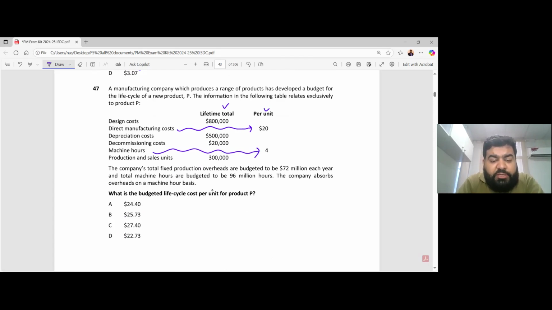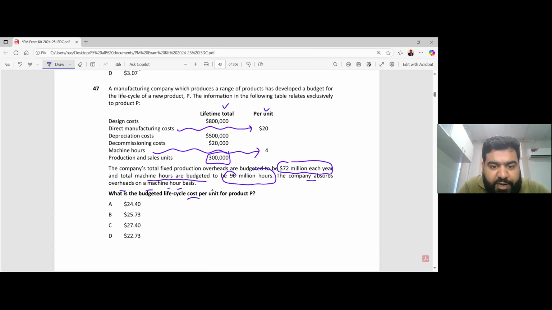Okay. The company's total fixed costs are budgeted to be 72 million each year, and total machine hours are budgeted to be 96 million. The company absorbs overheads on a machine hours basis. There is one technical point in this question, but no issue, we'll do it. We have to calculate life cycle cost per unit. We know the units are 300,000.